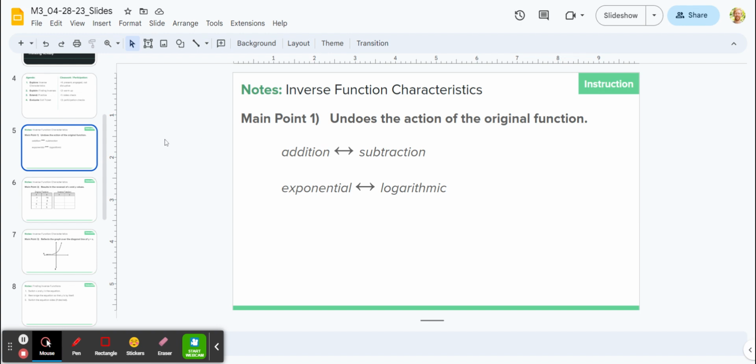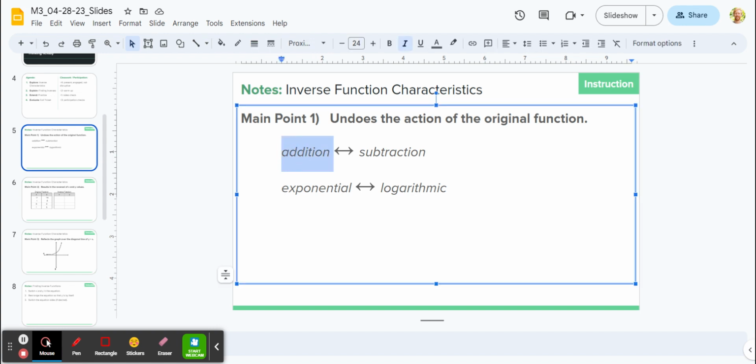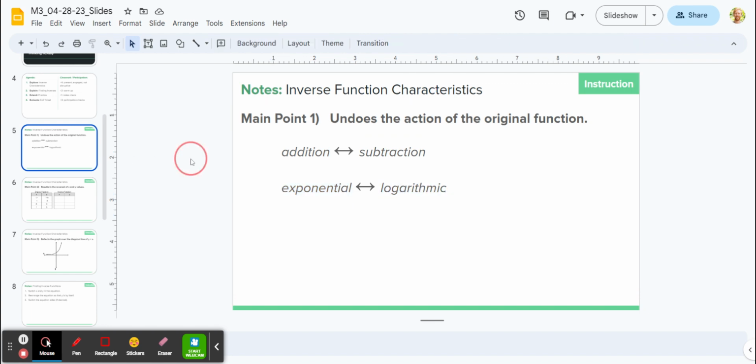The first thing an inverse function does is it undoes the action of the original function. So if I give you a problem with addition, the inverse of that is going to be subtraction. If I give you a problem with exponential, the inverse of that is going to be logarithmic, and vice versa.